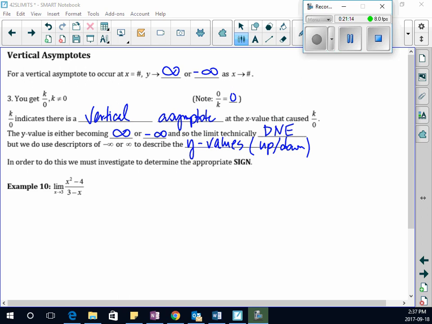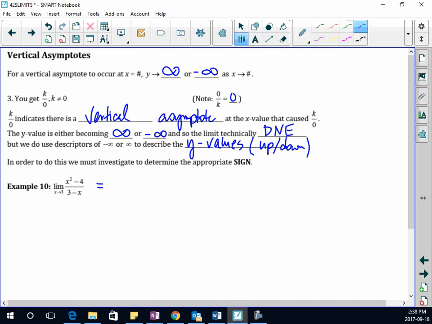So let's investigate. If I put 3 in, and some of you are not doing this, remember the first thing when you're doing limits is sub it in. It's only when you get 0 over 0 that you do something more, or if you get the square root of 0, you have to do something more. So let's put 3 in. What do we get? We get 5 divided by 0. So that means it does not exist. We're done. However, at this point, I want to determine, the question is asking, what's the appropriate sign?